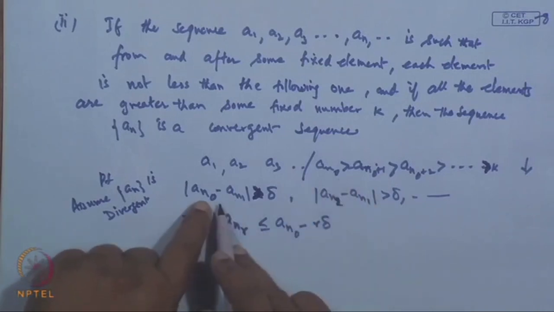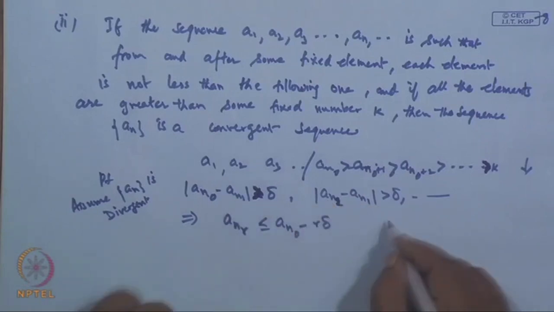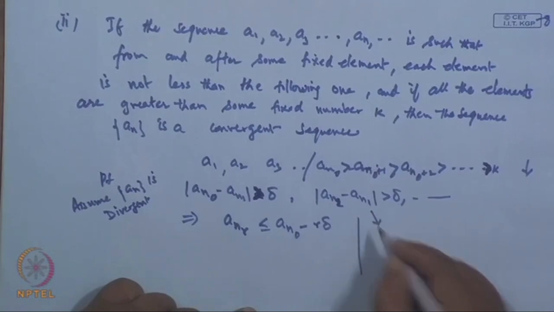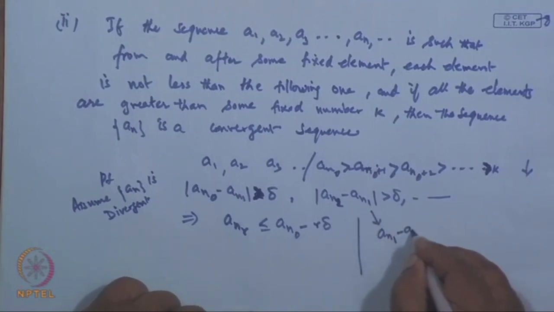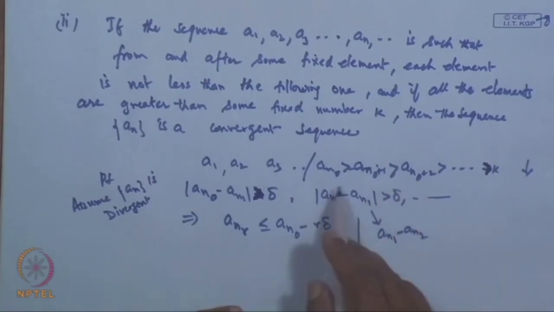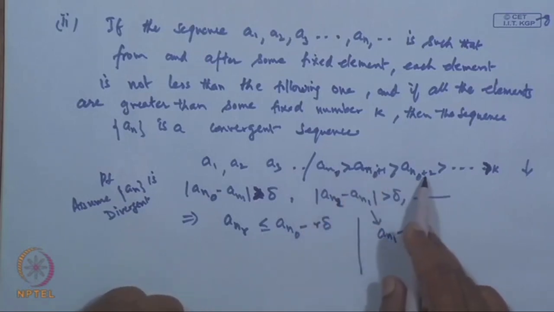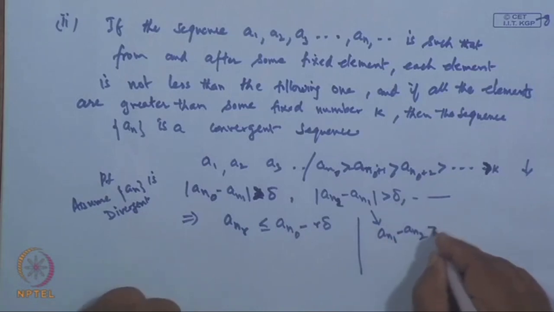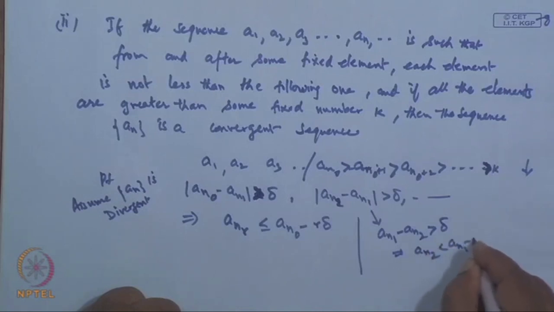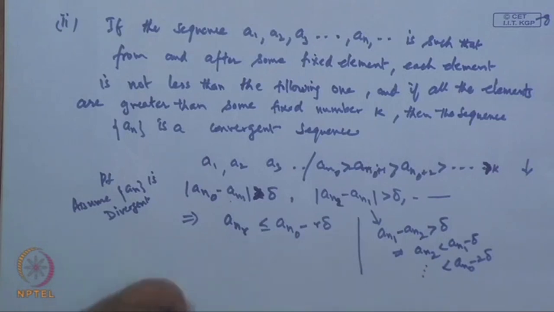Because a_{n0} is greater than a_{n1} is greater than a_{n2}. So, from here, the reason is that a_{n1} minus a_{n2} becomes positive, because a_{n1} is greater than a_{n2}, is it not? So, a_{n1} minus a_{n2} will be positive. So, this is greater than delta. So, this shows a_{n2} is less than a_{n1} minus delta. Similarly, here if I substitute a_{n1}, then this will come a_{n0} minus 2 delta, and continuing this, we get this term.